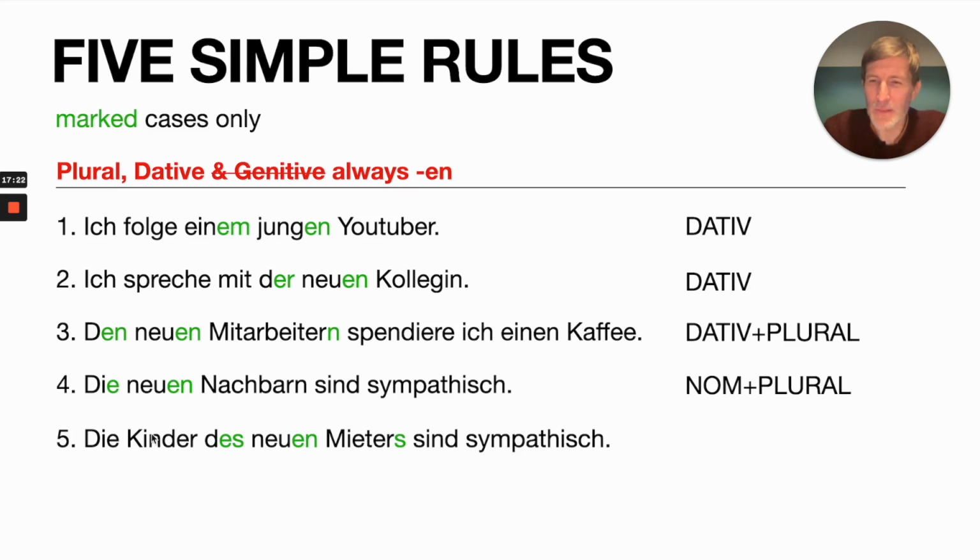Another one you might remember: die Kinder des neuen Mieters. That was the tricky one initially that I showed you in the beginning, and it has a double marker for genitive. Yeah, so neu is very clearly marked by des and Mieters, and therefore ends in en because of the genitive. So plural, dative and genitive, when you see that, always en. The genitive you can mostly ignore.